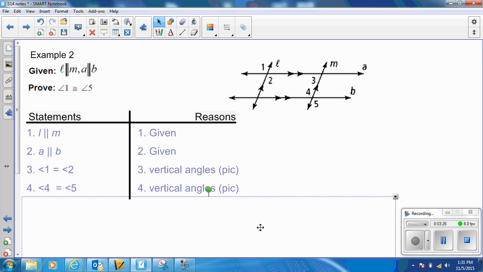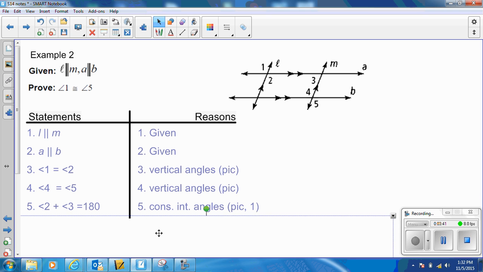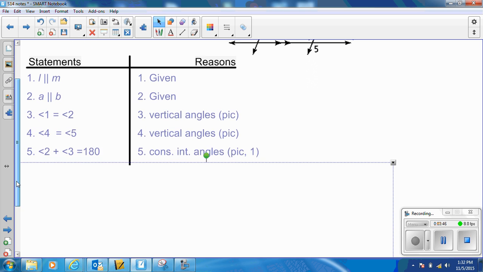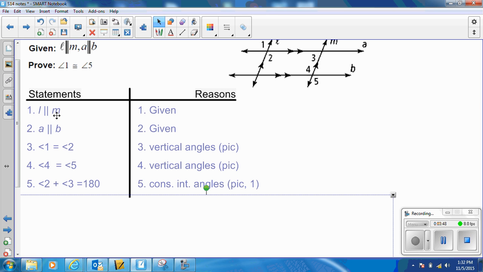The next thing I see after that is that 2 and 3, those are consecutive or same side interior angles. They're between lines L and M, so interior, and they're on the same side of this transversal A. So angle 2 plus angle 3 equals 180 because they're consecutive interior angles. And that is by the picture and by statement number 1, because those are our parallel lines. If we didn't have our parallel lines, we wouldn't know that these consecutive interior angles are actually supplementary.